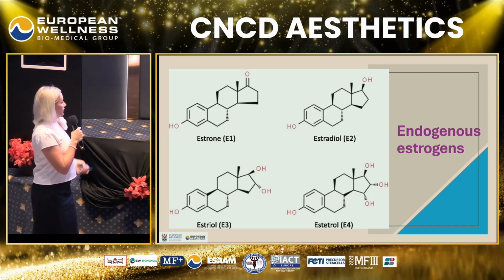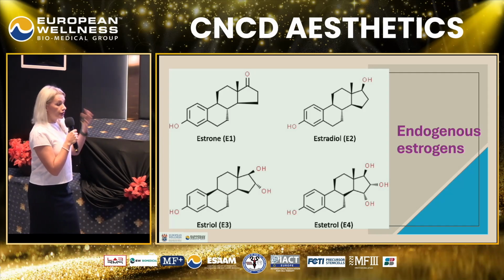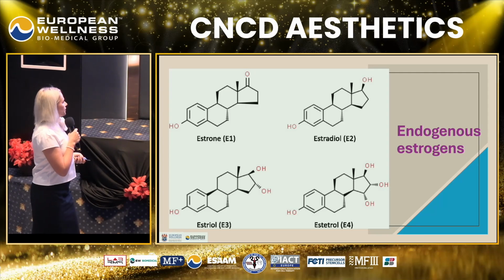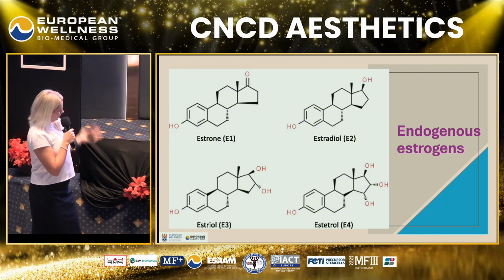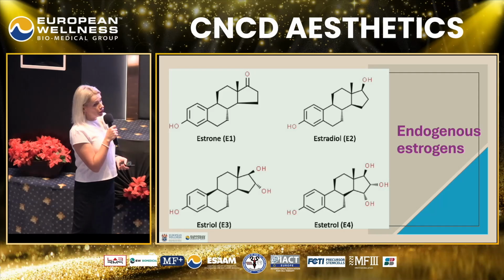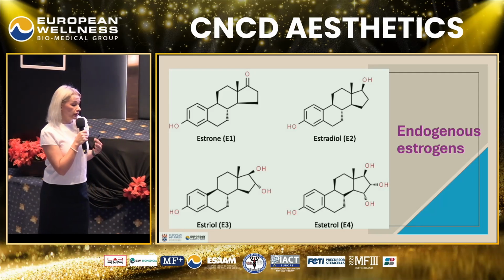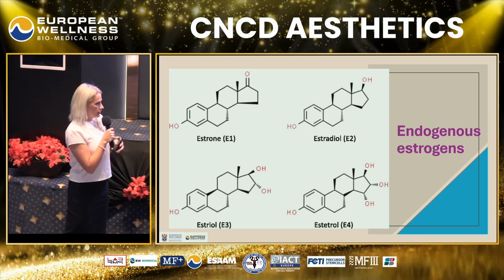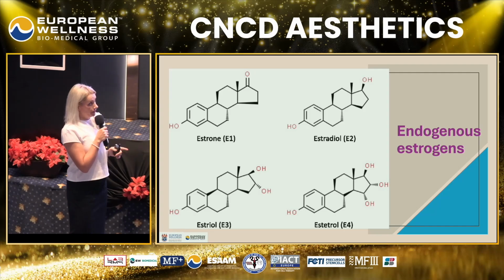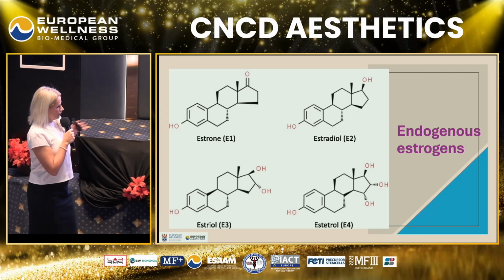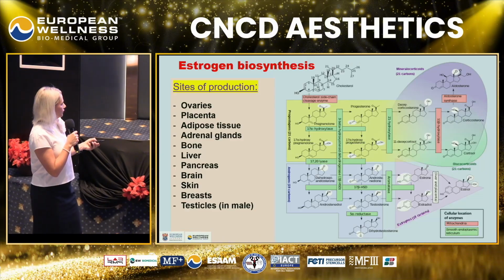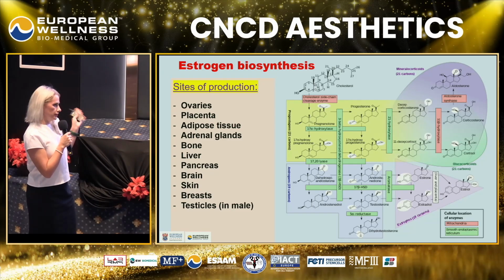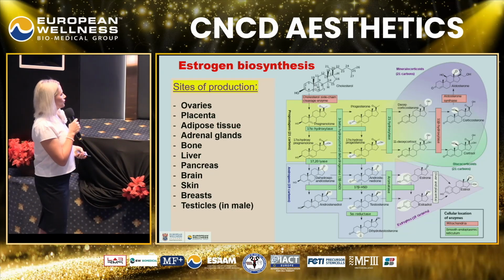And estriol is the dominant hormone during the months of pregnancy. Okay, estetrol is not well known, but it also plays a role and is produced by the fetal liver during pregnancy since the 9th week of gestation. Nowadays there are oral contraceptives that contain synthetic estetrol. But overall, for our lecture, it doesn't have much importance.